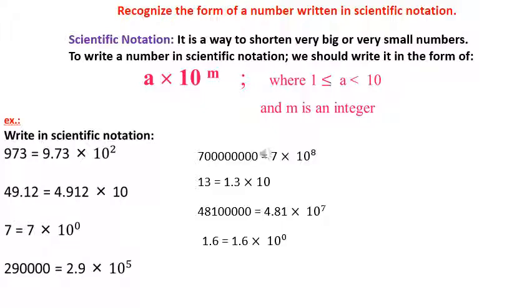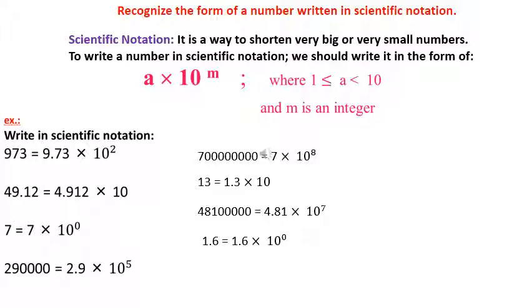Now I'm going to talk about the last thing for this video, which is scientific notation, a way to shorten very big numbers or very small numbers. To write a number in scientific notation, we write it in the form of a times 10 to the power something. This a should be a number between 1 and 10 only. You cannot write, for example, 0 point something. No, it should be a number from 1 to 9: 1 point something, 2 point something, 3, 4, 5, and so on.